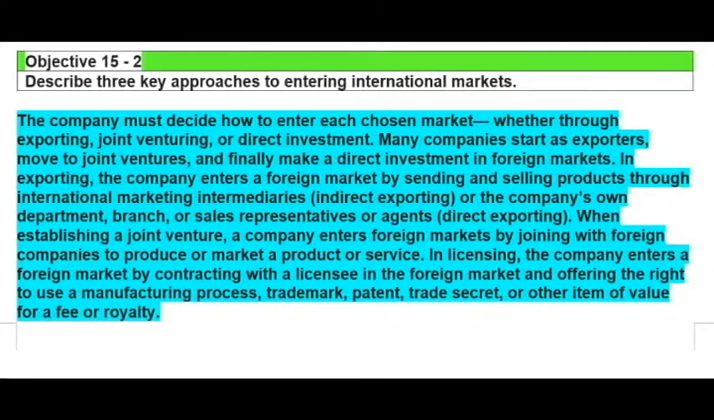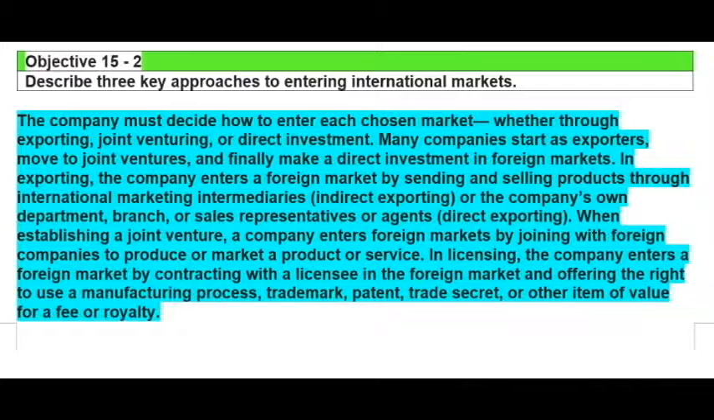Objective 15.2. Describe 3 key approaches to entering international markets. The company must decide how to enter each chosen market, whether through exporting, joint venturing, or direct investment. Many companies start as exporters, move to joint ventures, and finally make a direct investment in foreign markets. In exporting, the company enters a foreign market by sending and selling products through international marketing intermediaries in indirect exporting, or the company's own department, branch, or sales representatives or agents, direct exporting.